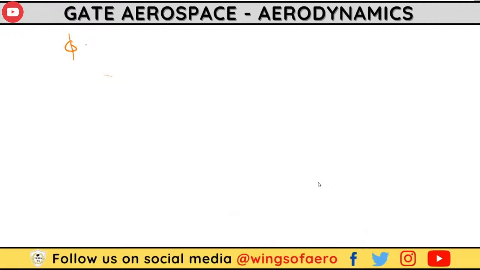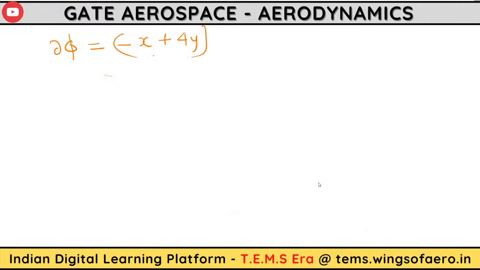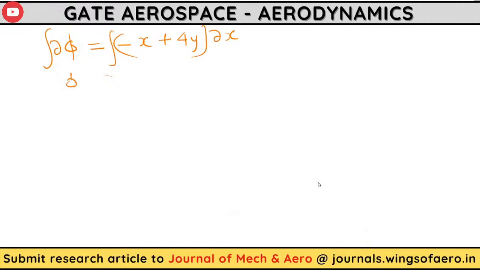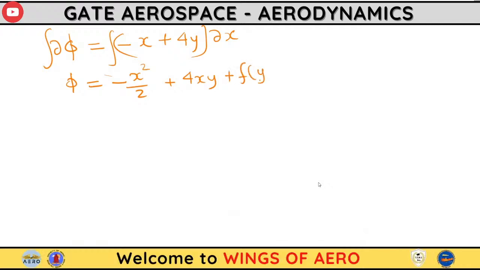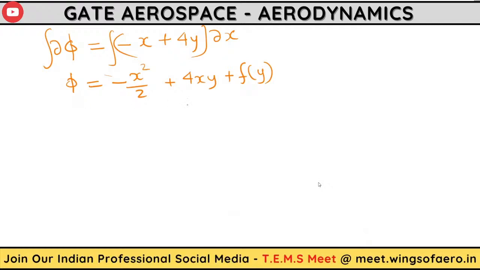So we have dou phi equals minus x plus 4y, dou x. So we will have phi equals minus x squared by 2 plus 4xy, plus a function of y. We will have the function of y. Now, are you getting the same thing? Yes, ma'am.